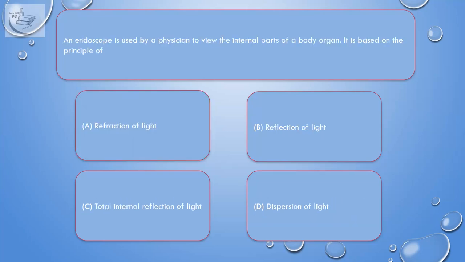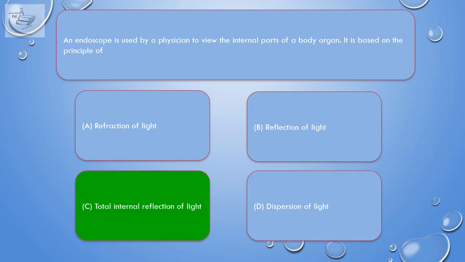Question: an endoscope is used by a physician to view the internal parts of a body organ. It is based on the principle of A. refraction of light. B. reflection of light. C. total internal reflection of light. D. dispersion of light. Correct answer is C. total internal reflection of light.